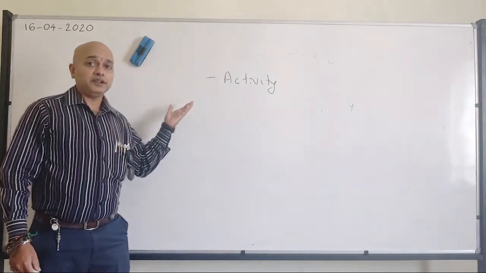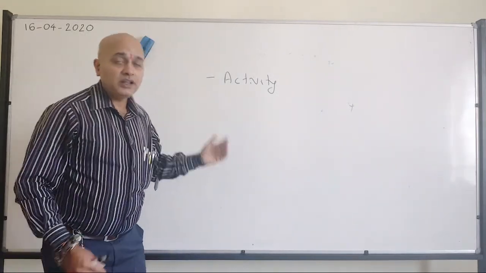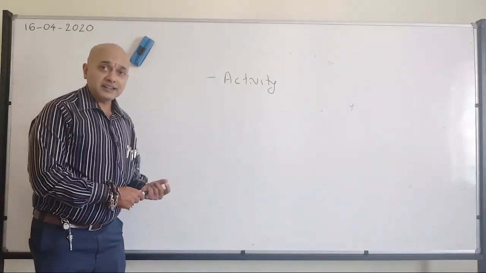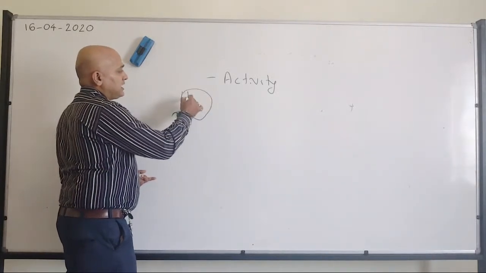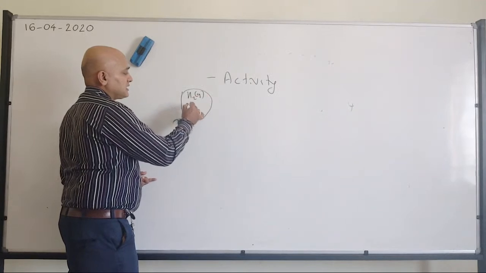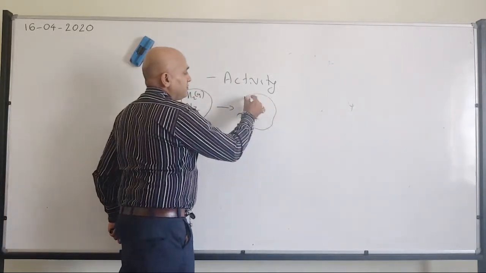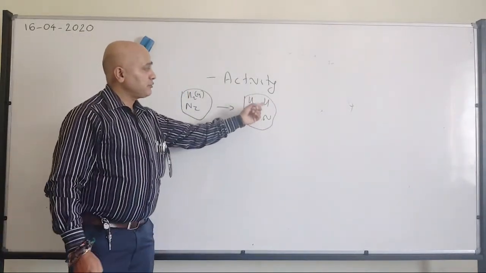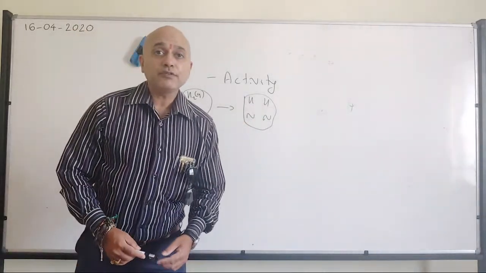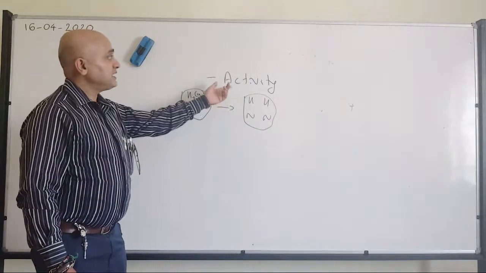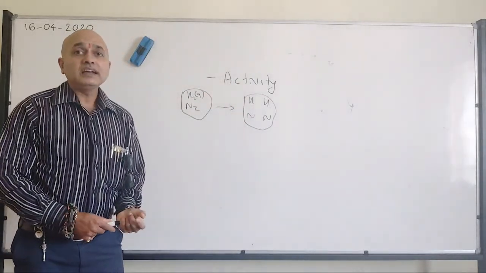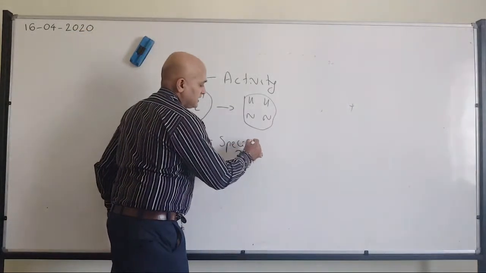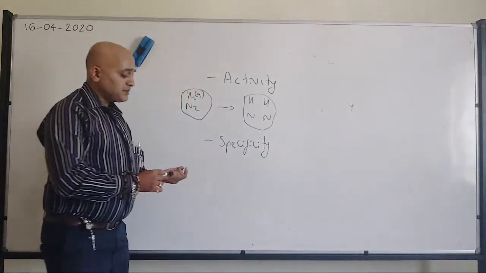That's what I explained, where hydrogen molecule gets dissociated into hydrogen atoms, and nitrogen molecule gets dissociated into nitrogen atoms. Then they interact with each other and there will be formation of the product. That's where they help in the activity of the reactant. Next, they have specificity.